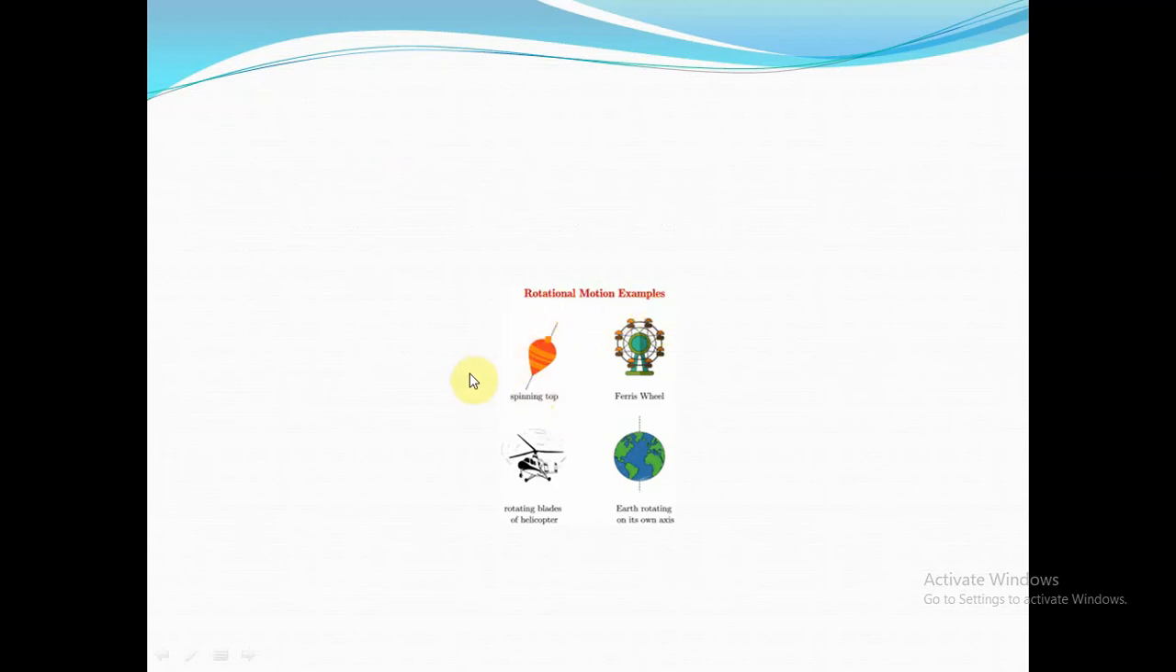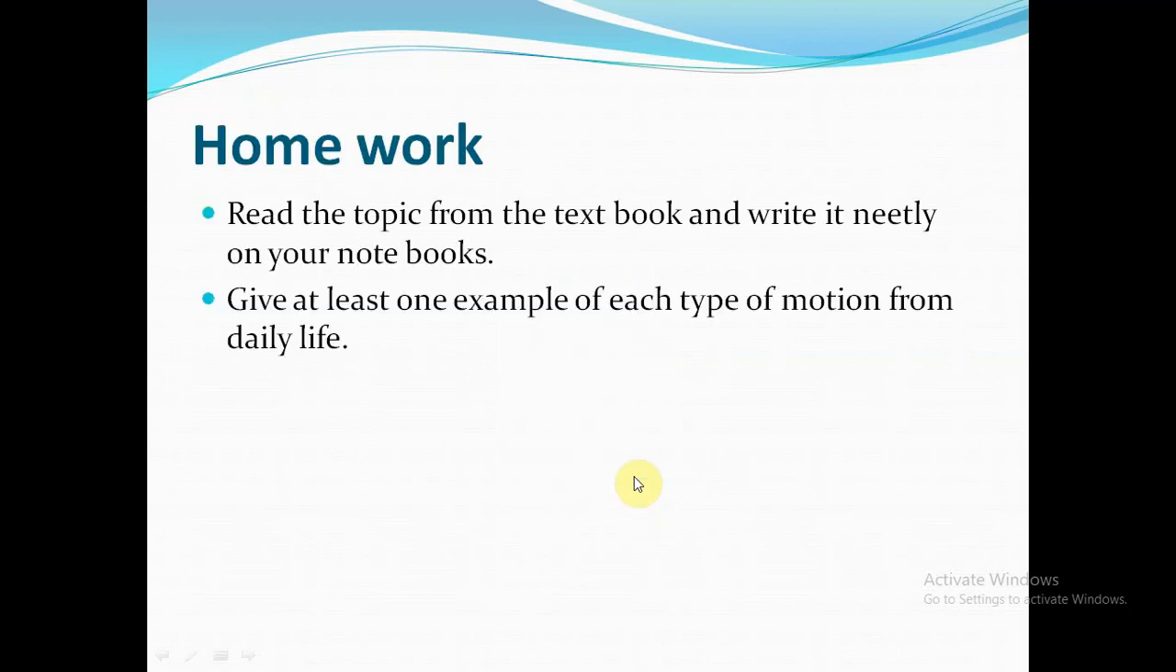Rotational motion examples. There are some examples of rotational motion. A spinning toy top is an example of rotatory motion because it is spinning on its axis. This is its main axis and it is spinning. The spinning of the wings of a helicopter is also an example of rotatory motion. And when the earth rotates on its axis, it is also called rotatory motion.